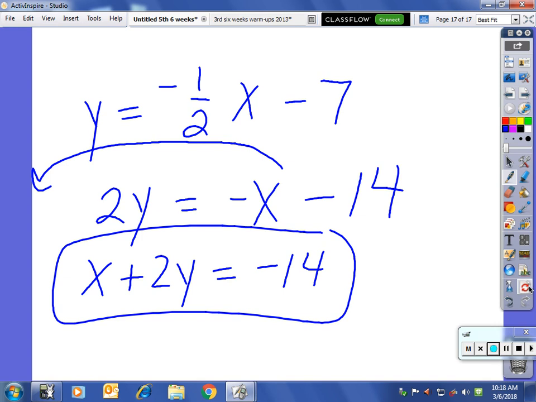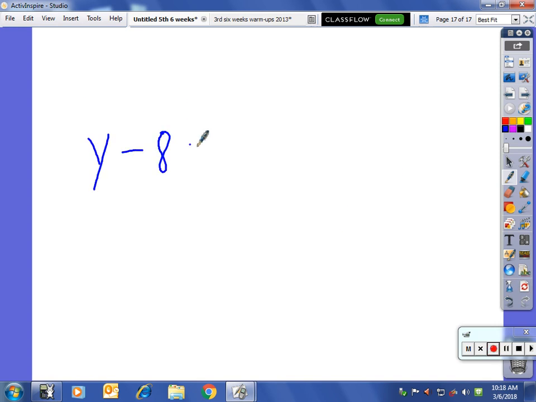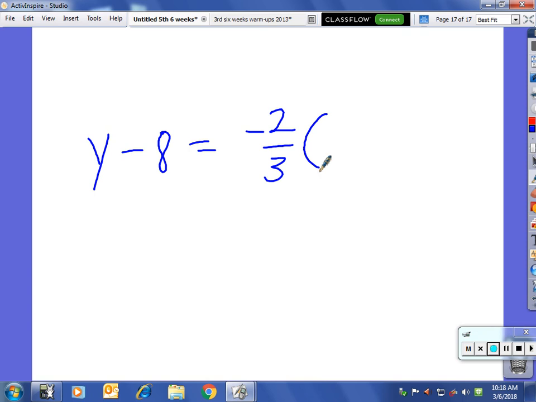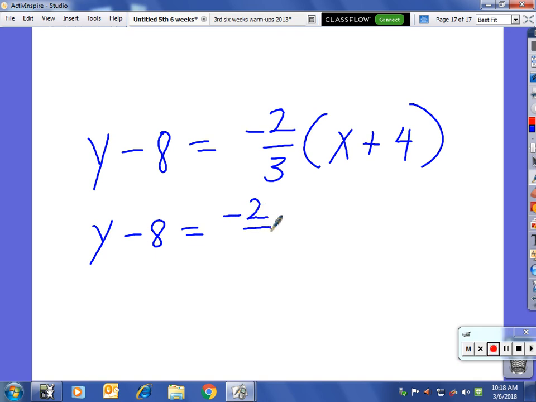Okay, let's do one that's point slope. y minus 8 equals negative 2/3 parentheses x plus 4. I want this in standard form. Distribute the negative 2/3, and you have a calculator if you don't like to multiply fractions and whole numbers, and then get rid of the fraction. Yeah, that's why the x and the 4 are in parentheses. So that would be y minus 8 equals negative 2/3 x minus 8/3.